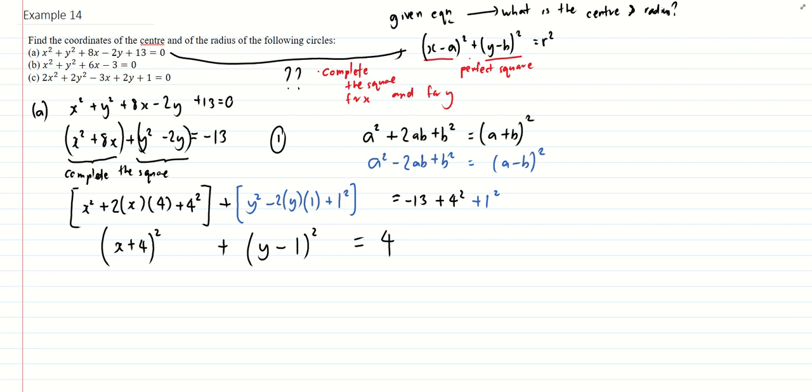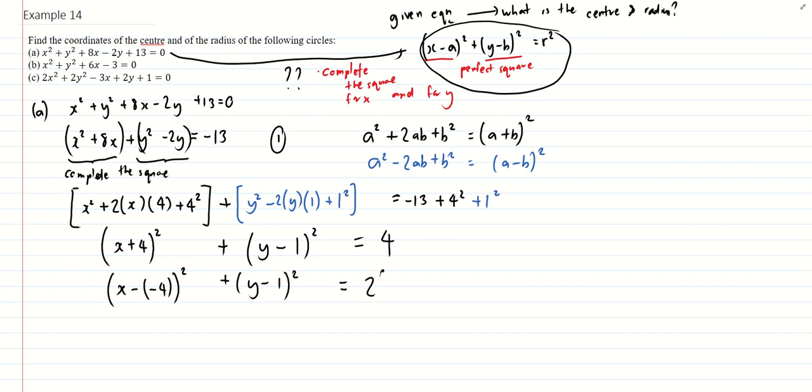Okay, and then I need to express this in this particular form itself, this form. So what I will do is I will just change this to x minus negative 4 square plus y minus 1 square equals to 2 square. So what I will get will be center, which is a comma b, negative 4 comma negative 1. Radius will be simply 2 units.